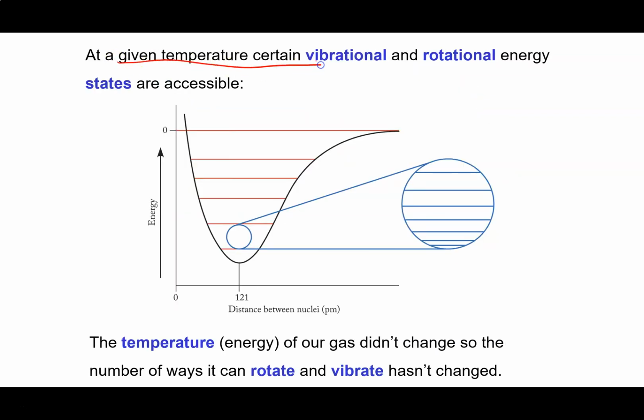At a given temperature, there'll only be certain vibrations and rotations that are available. So as you go to higher and higher energy, there's a greater variety of ways in which molecules can spin and stretch that are possible. But at a lower energy, say we're down here, then you might only have one or two ways that the molecule can rotate and vibrate. The important thing for us is, because the temperature of our gas doesn't change, the number of ways that the gas can rotate and vibrate doesn't change.